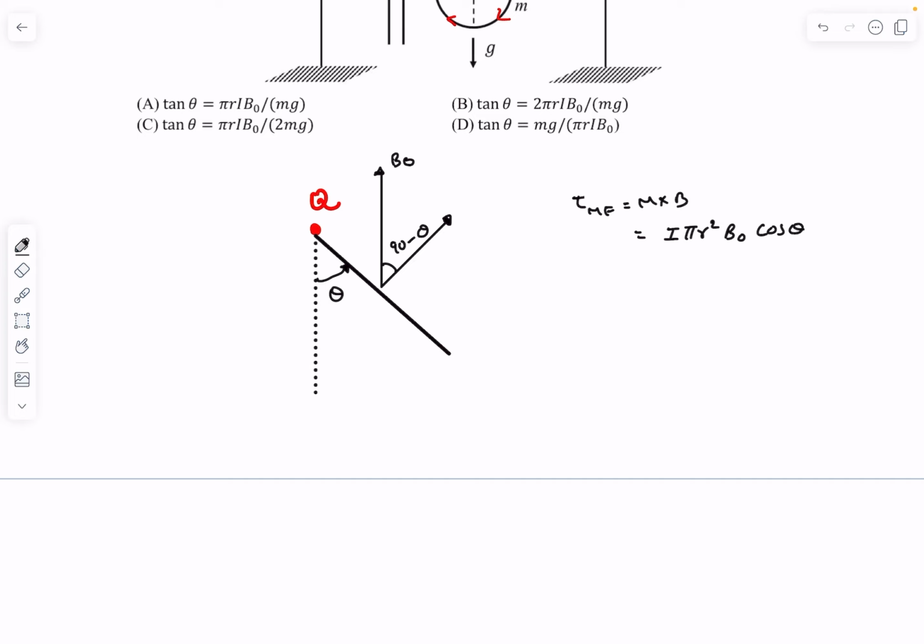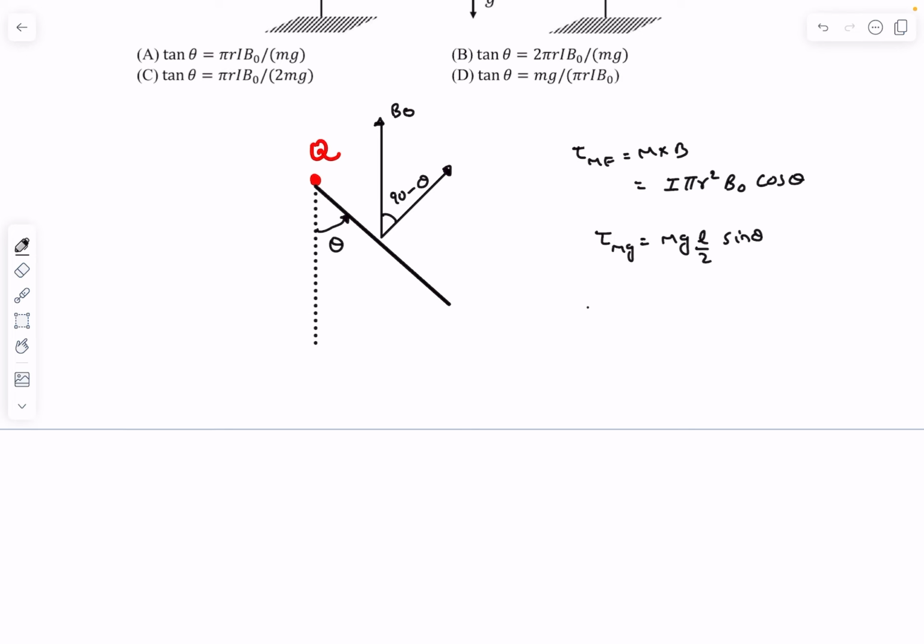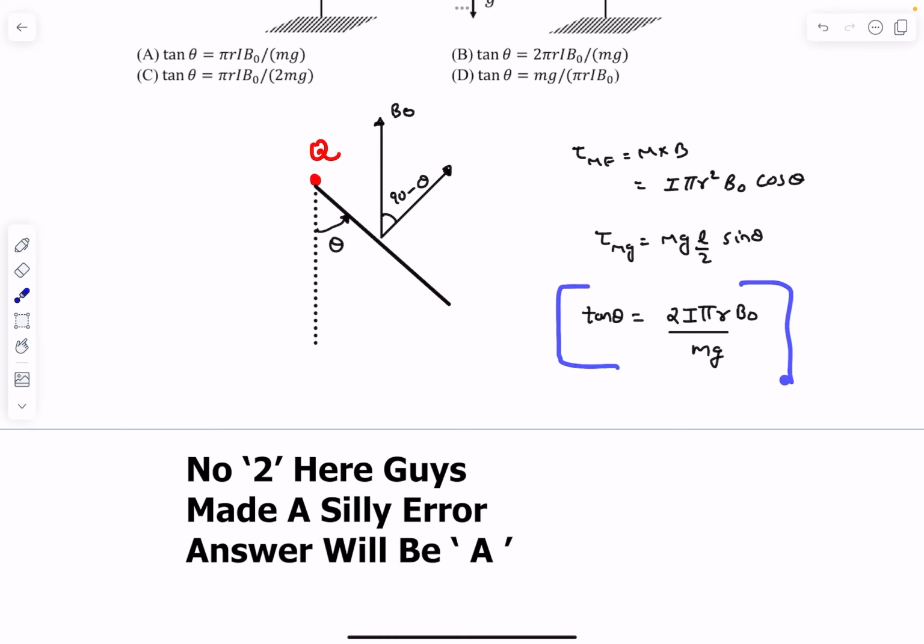So this is the magnetic field torque, and the torque due to gravity is pretty simple. The mg is acting at the midpoint of the rod, and the moment arm is L by 2 sine theta, right? So the torque due to mg is going to be mg L by 2 sine theta, and both of them have to be equal at the equilibrium position, and the relation for theta that we obtain is this particular expression, which matches with option B, right?